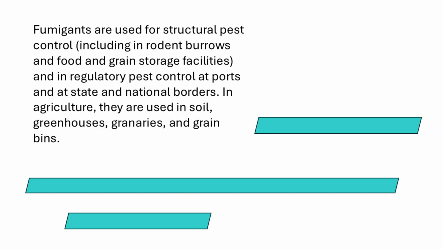Fumigants are used for structural pest control, including in rodent burrows and food and grain storage facilities, and in regulatory pest control at ports and at state and national borders. In agriculture, they are used in soil, greenhouses, granaries, and grain bins.